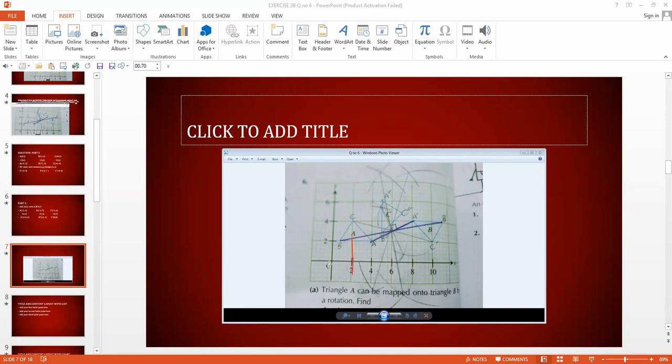Now we come to the third, that is 0. We have to join these two with the origin. Look here. This one and this one. And this is the new image of triangle B. Its coordinates are 2 and -1, 2 and 2, and 0 and 0.